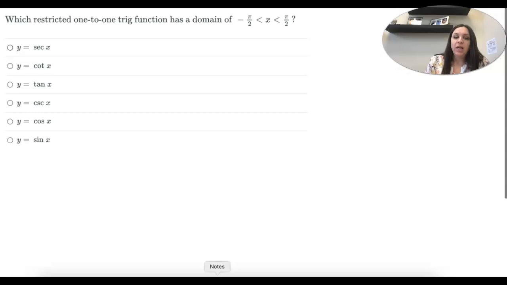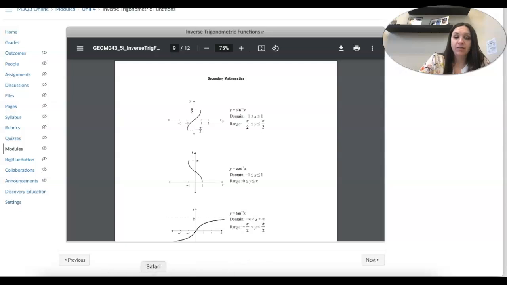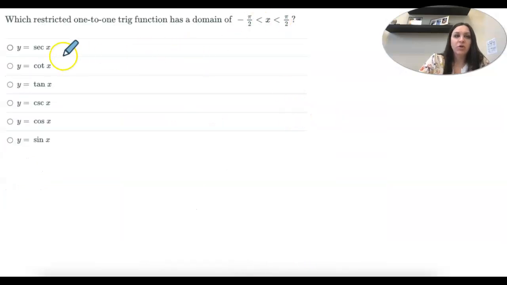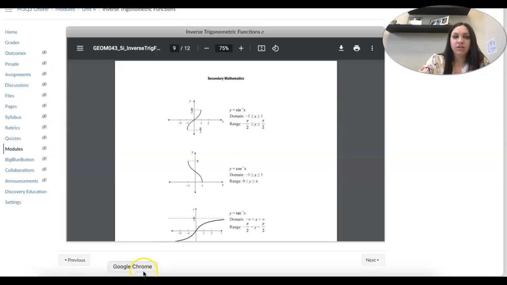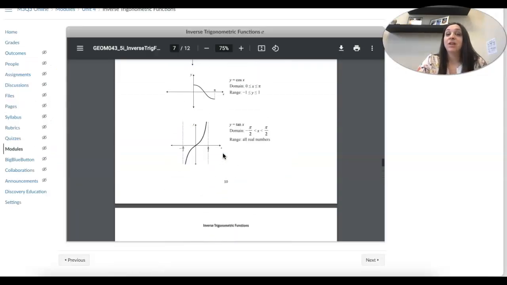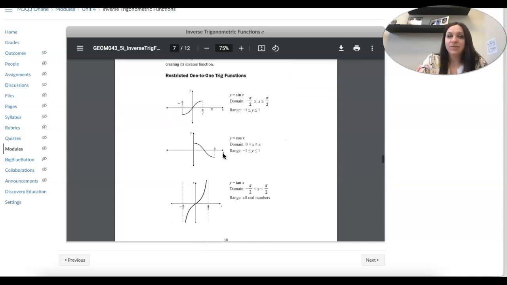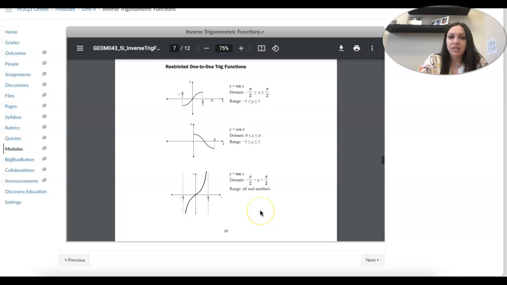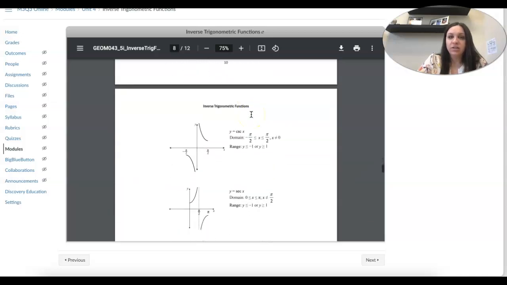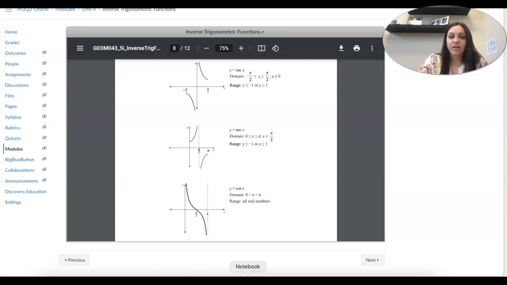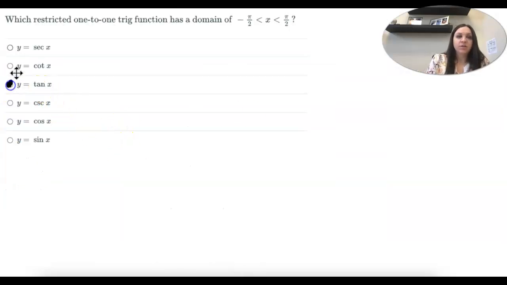Okay, which one has a domain of negative pi halves? I forgot the pi halves. I'm looking at not inverse, just trig functions. So that got me earlier. I'm going to go to just the trig functions. Domain is pi halves. So tangent would be my answer on that one. So my suggestion on this one would be to have the notes open. The unit circle notes, the 4.4 notes, and then put things in the calculator and see if that helps. Good luck.